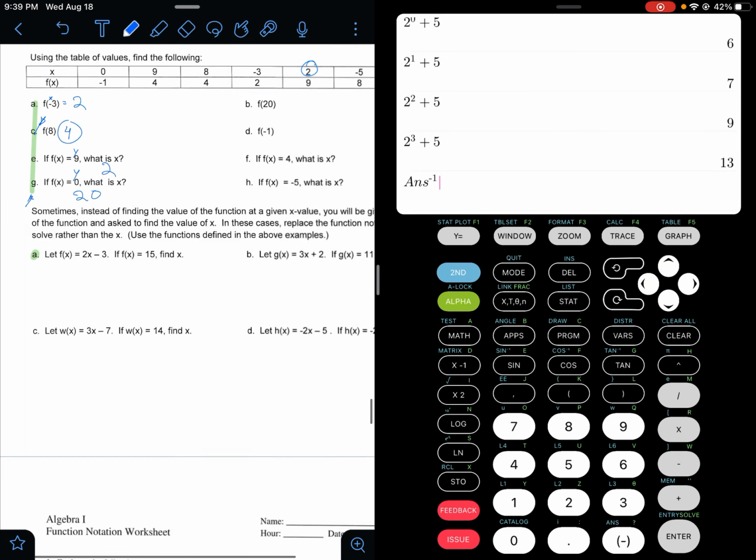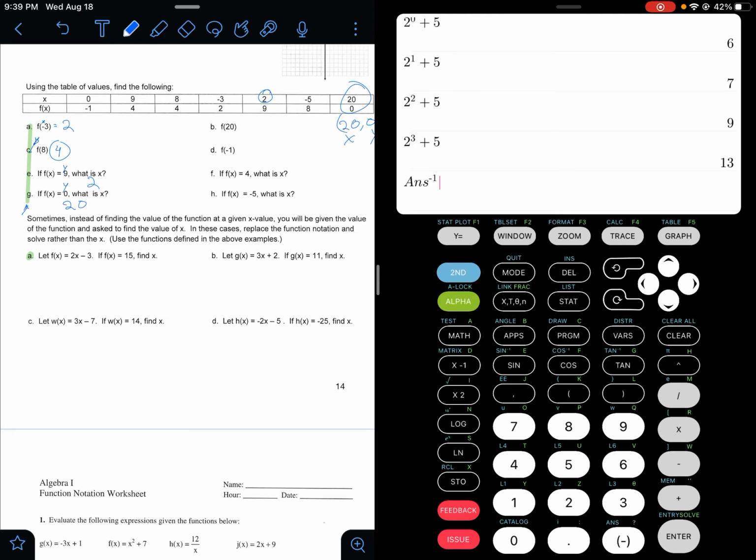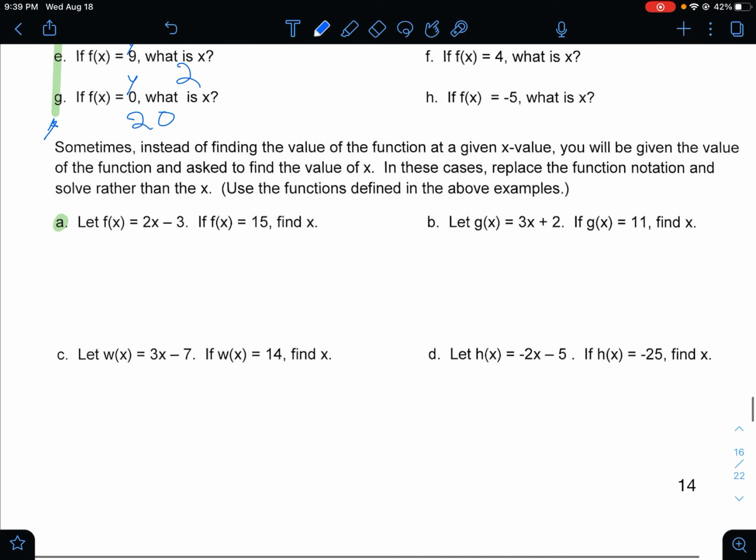So now it says sometimes instead of finding the value of the function at a given x value, you will be given the value of the function, then asked to find the value of x. In these cases, replace the function notation and solve rather than use x. Use the functions defined in the examples above. I feel like the way that they worded that was confusing. I was confused when I read that.